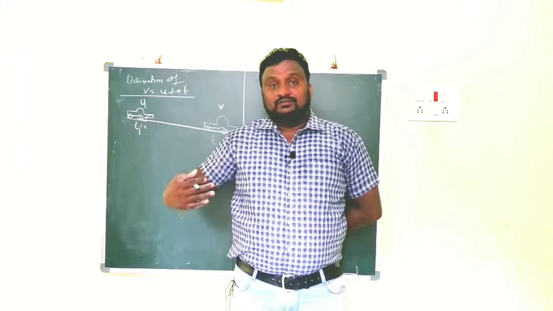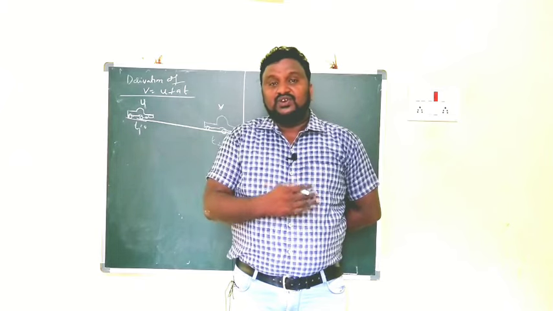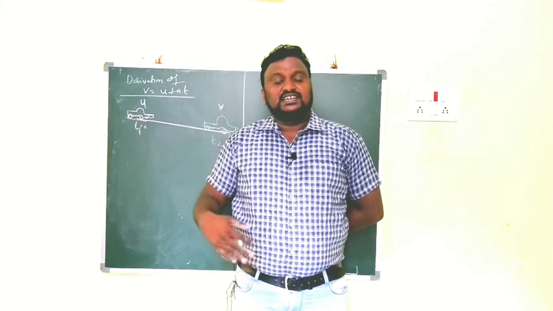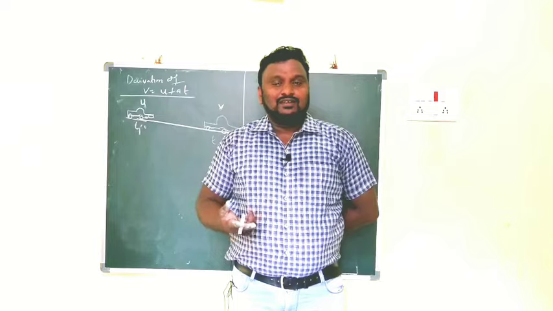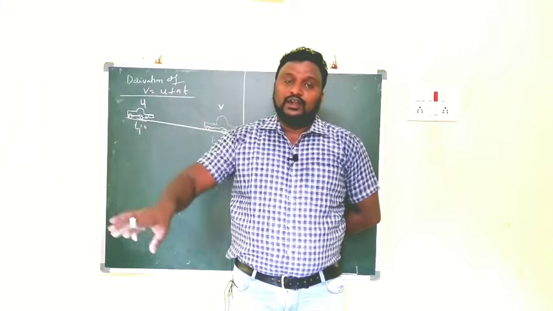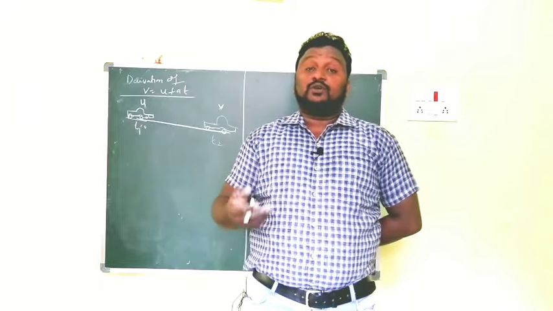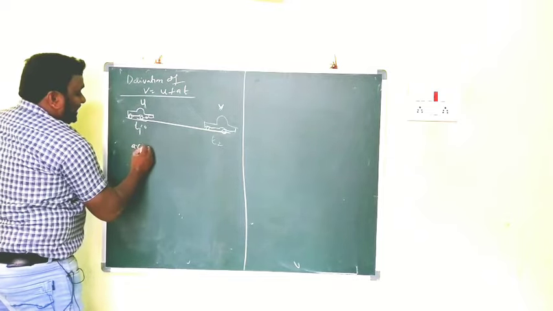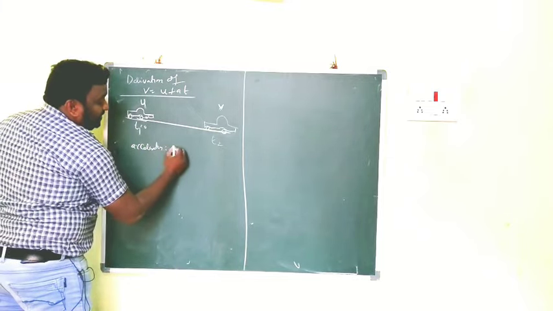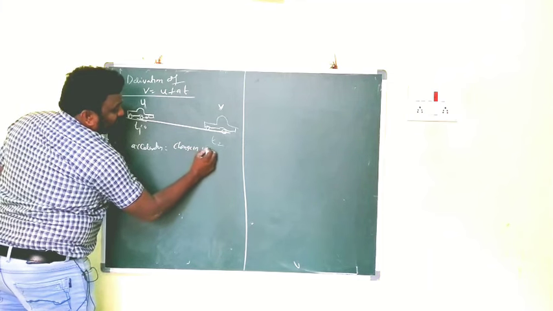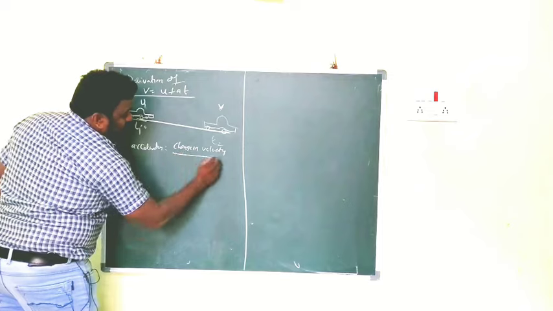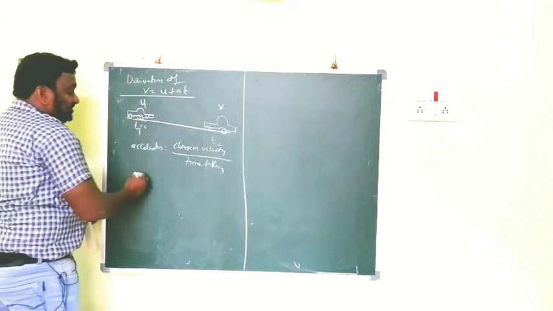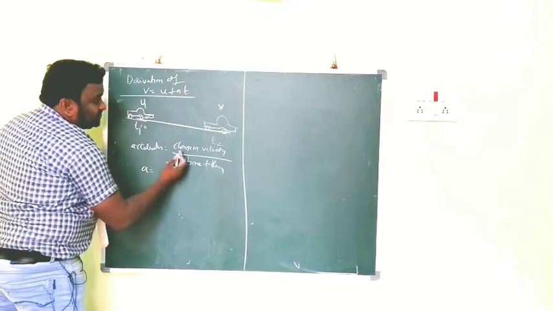So tell me, when the car is moving, the velocity increases. When velocity increases, there is some change in velocity. What do we call change in velocity? Acceleration. That means when the body is in motion, if there is any change in the velocity of the body, then we call it acceleration. Clear, children? So already we know that acceleration is equal to change in velocity by time taken.